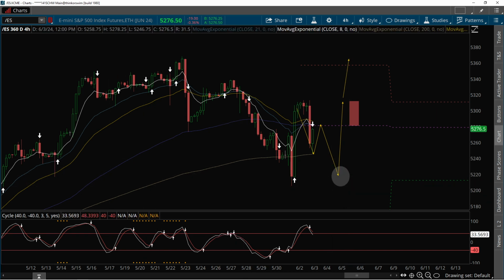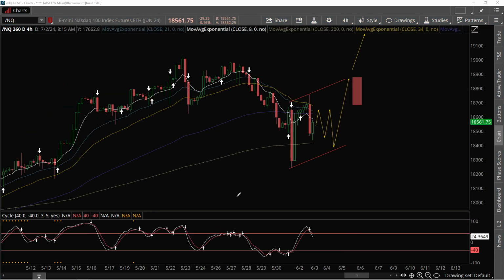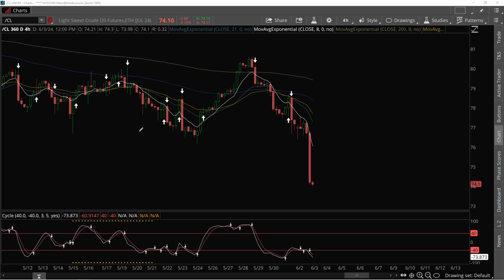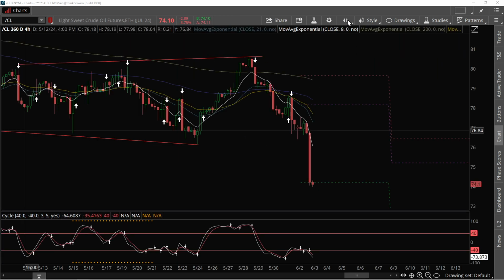Same thing on NASDAQ, but you'd like to see a clear B wave down to the lows to buy for that C wave up. Nothing to do right now at the moment on NASDAQ and the S&P 500. Oil, we talked about this.